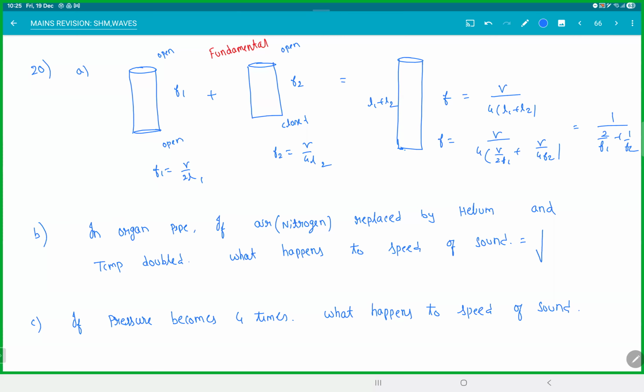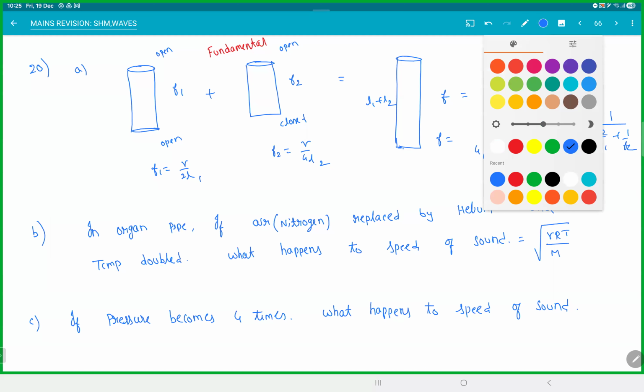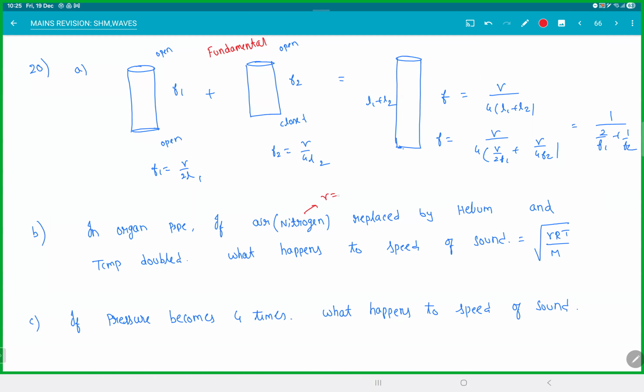In an organ pipe, if you replace nitrogen with helium, what happens to the speed of sound? What is the speed of sound formula? Root over gamma RT by M. So you're messing up multiple things here. You're messing up gamma because for this gas, gamma will be 1 plus 2 by f. It's diatomic, that is 7 by 5. And for this gas, gamma is 5 by 3. You're messing up the molecular weight also. This is 28 and this molecular weight is 4. And temperature also you messed up. So you can solve from there.